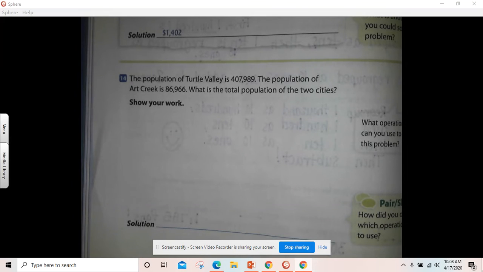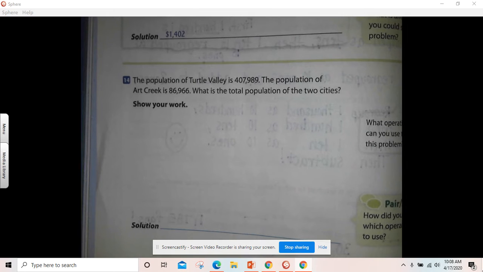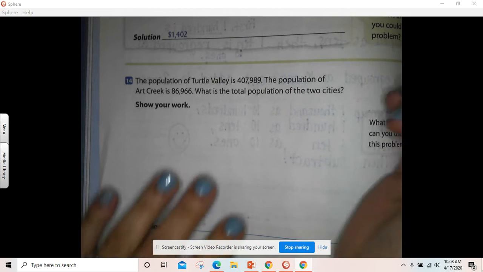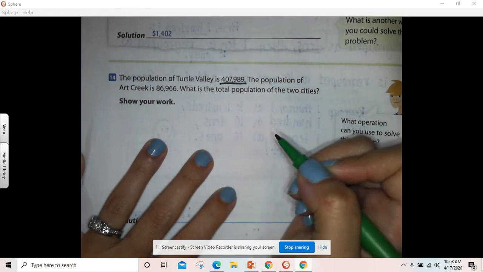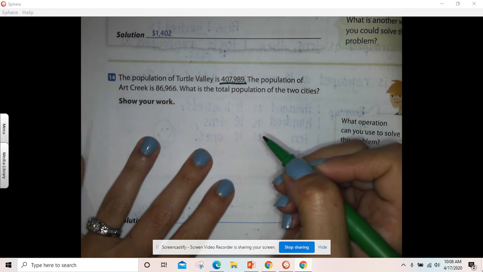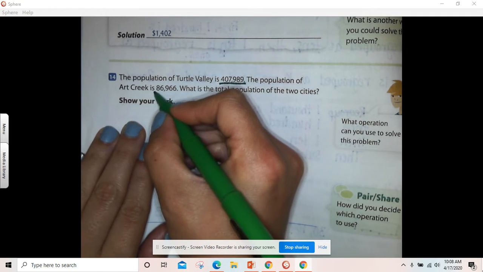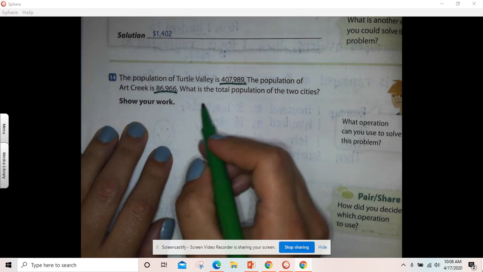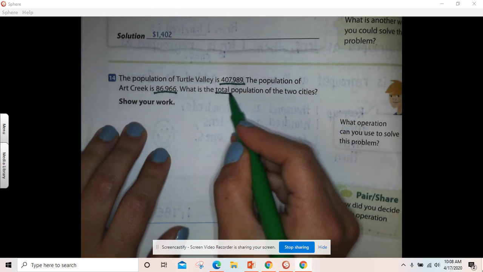All right, friends. So you should have completed the problems on page 22 and 23, and now we are going to check them. Number 14. It says the population of Turtle Valley, well, that sounds like a cool place, is 407,989. And the population of Arch Creek is 86,966. My problem asks, what is the total population of these two cities?